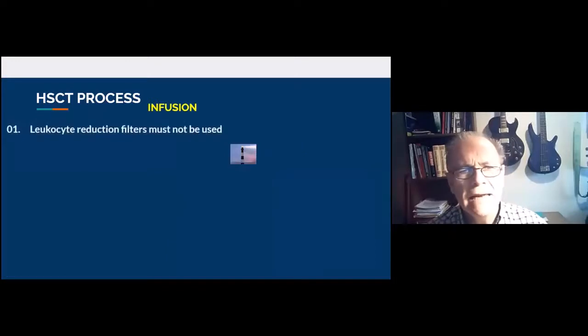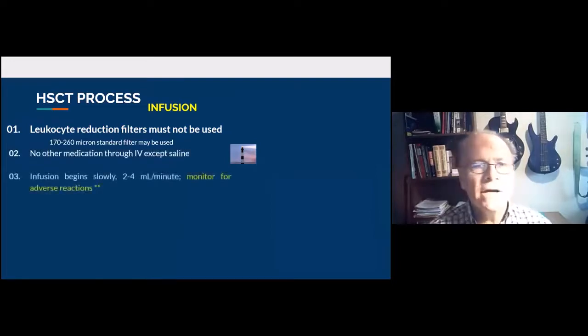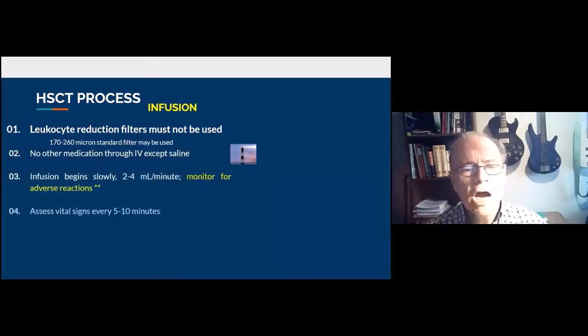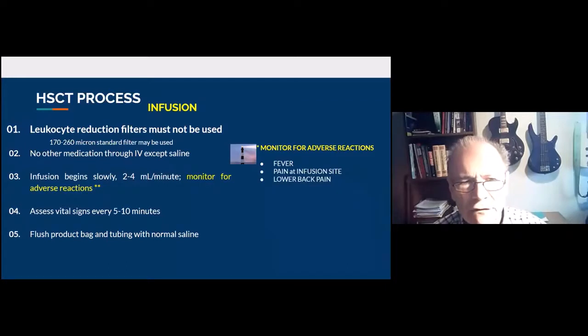During infusion, leukocyte reduction filters must not be used. A 170 to 260 micron standard filter may be used. No other medication through the intravenous line except saline. Infusions begin slowly, no more than 4 milliliters per minute, monitor for adverse reactions, and assess vital signs every 10 minutes at least. And after finishing the infusion, flush the product bag and tubing with normal saline to use the total nuclear cells and the total stem cells.